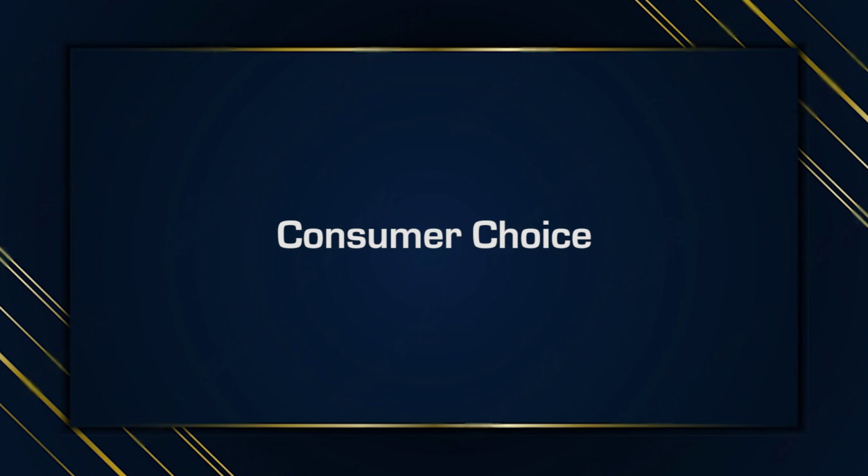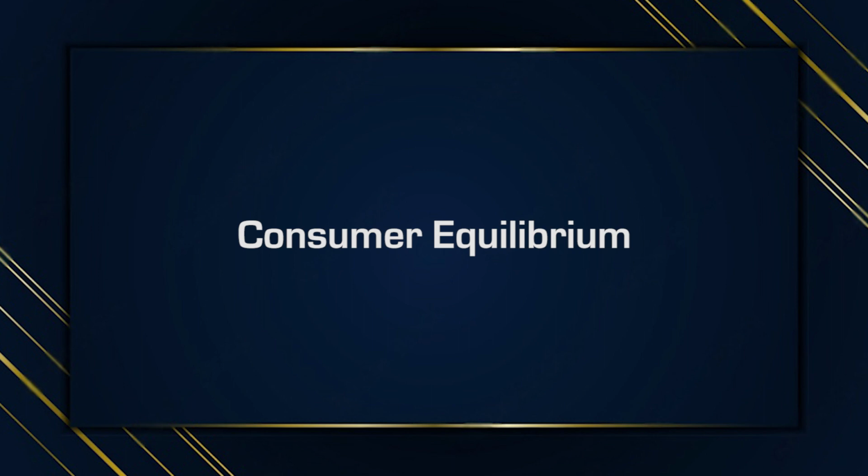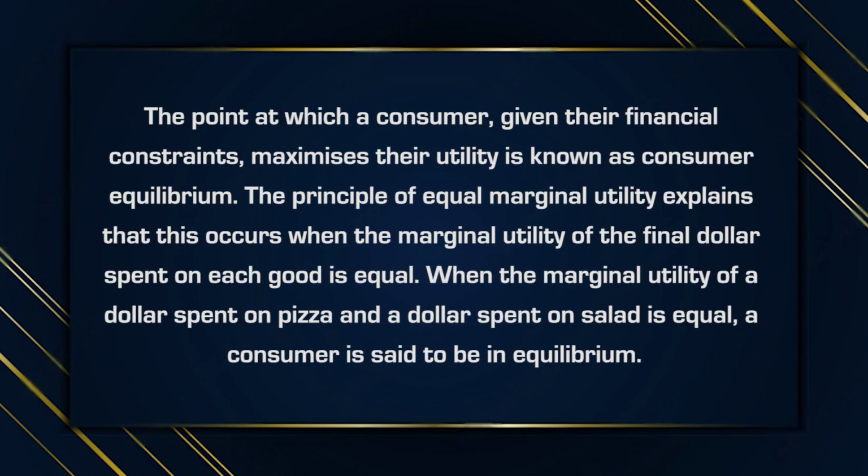Consumer choice, consumer equilibrium. The point at which a consumer, given their financial constraints, maximizes their utility is known as consumer equilibrium. The principle of equal marginal utility explains that this occurs when the marginal utility of the final dollar spent on each good is equal. When the marginal utility of $1 spent on pizza and $1 spent on a salad is equal, a consumer is said to be in equilibrium.